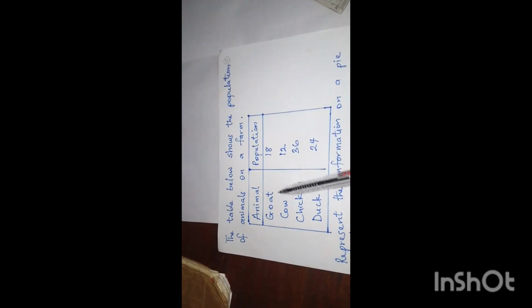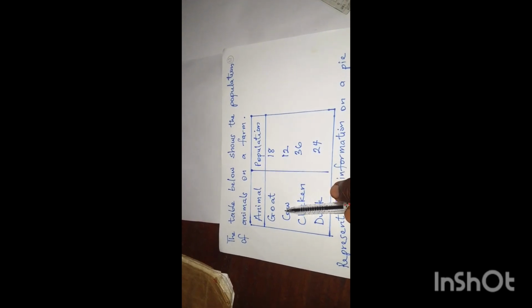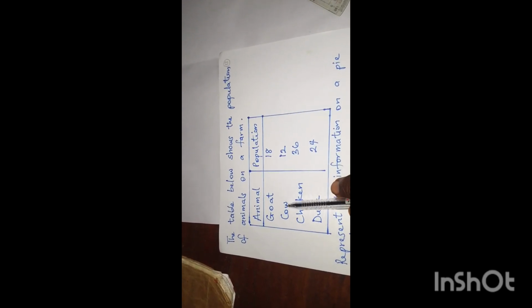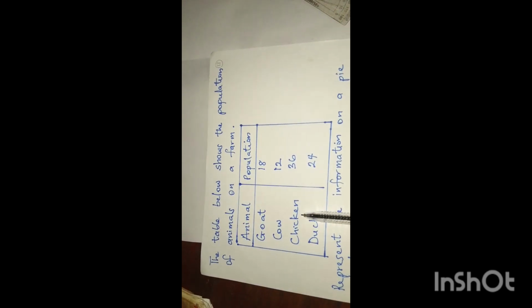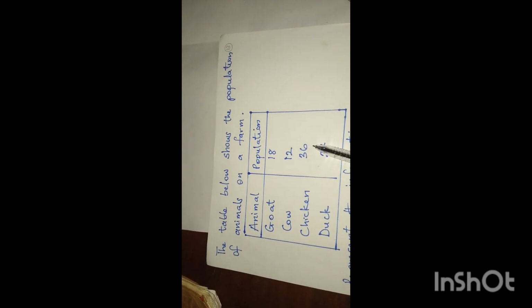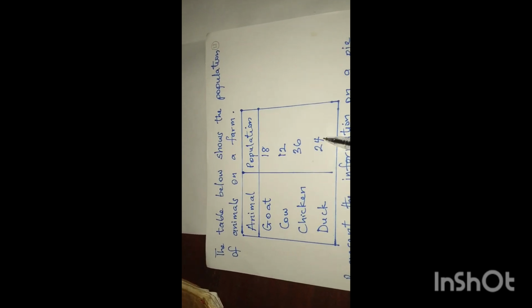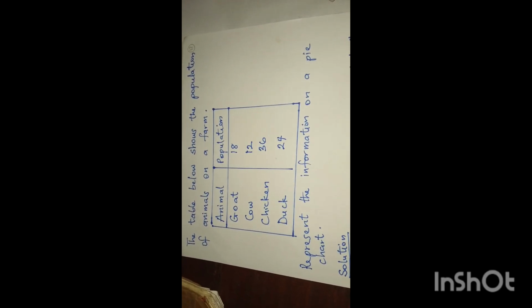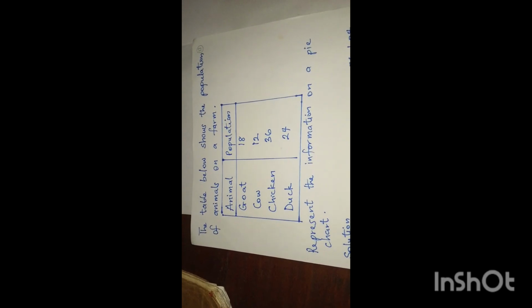The table below shows the population of animals on a farm. We have the different types of animals. For goat we have 18 goats, 12 cows, then we have 36 chickens and 24 ducks. So we want to represent this on a pie chart.